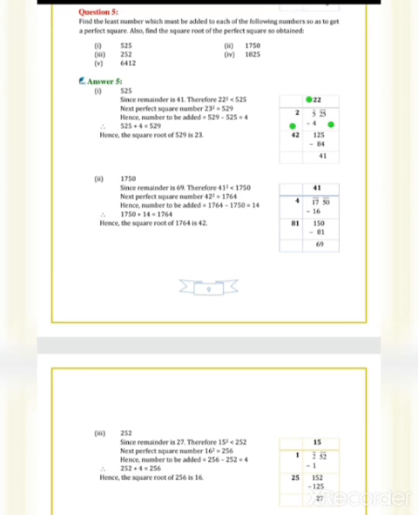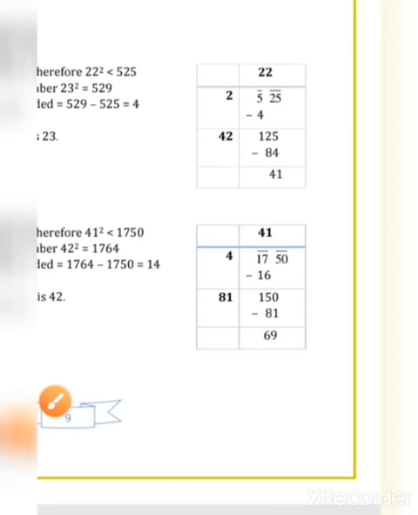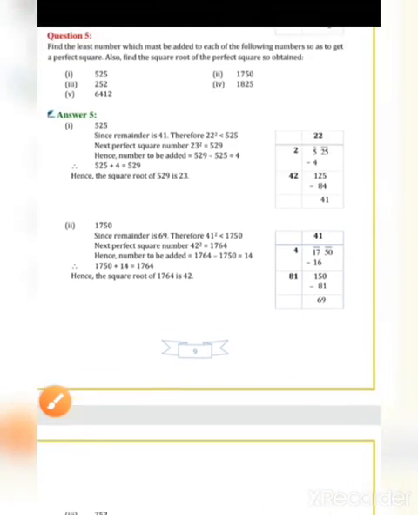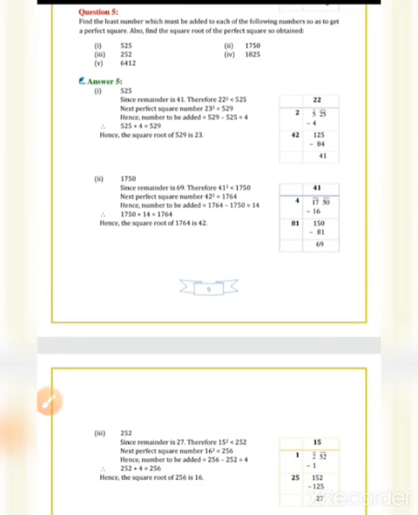So 2 2s are 4. After that, put the 25 as the remainder, so 125 is remaining. Then 42 multiplied by 2 is 84, which gives 41. So the remainder is 41. Because of this we can say that 41 is the remainder.